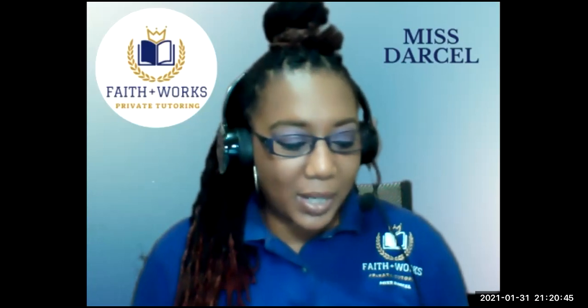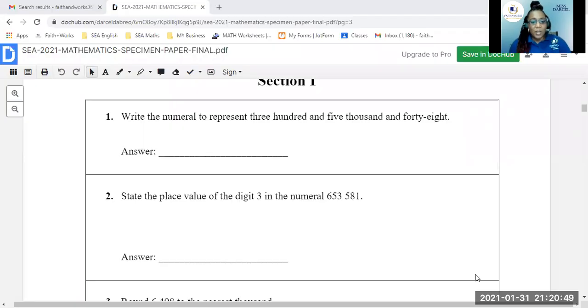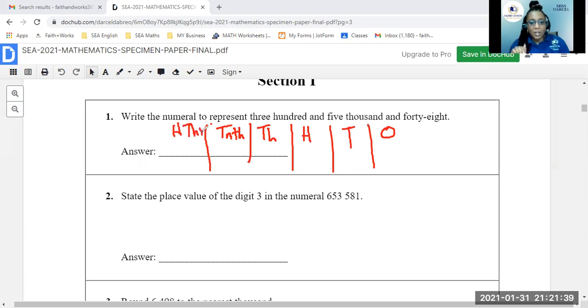And let's go. So we have number 1. Write the numeral to represent 305,048. Okay, so here's what we need to do. We're going to break it down into place value. So we have ones, tens, hundreds, thousands, tens of thousands, and hundred thousands.